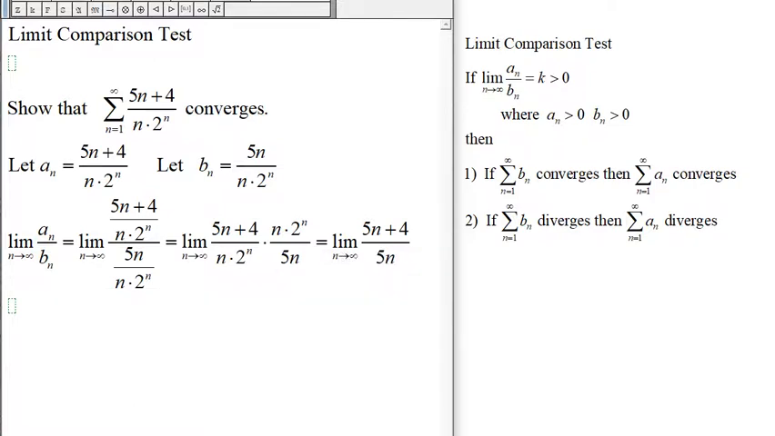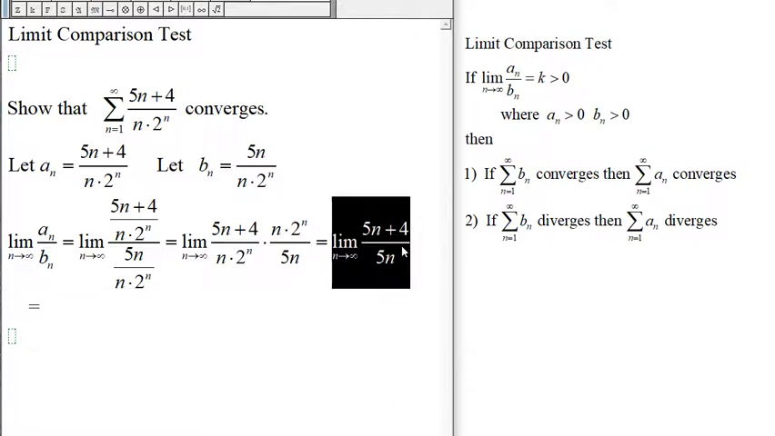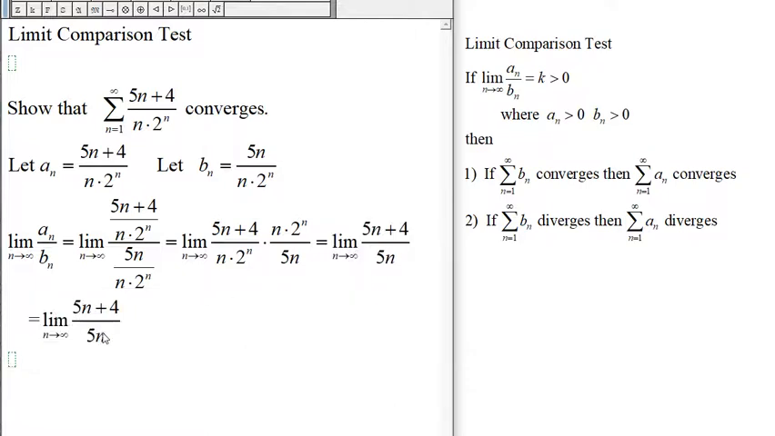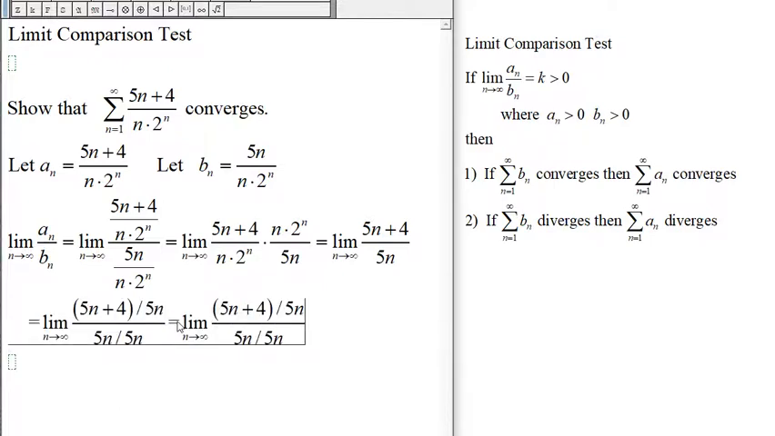And if we allow n to run to infinity, right here we can use L'Hopital's rule. But this one is simple enough. We can just divide the top and the bottom by 5n. So we just divide everything on the top by 5n and everything on the bottom by 5n. But otherwise, we can just use L'Hopital's rule and it will come out the same.